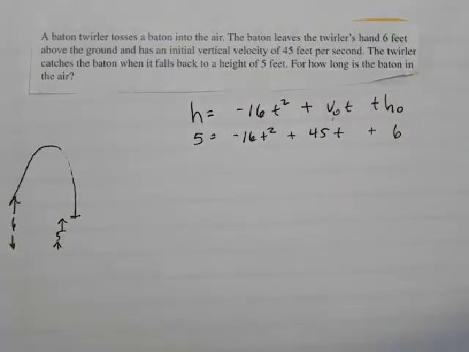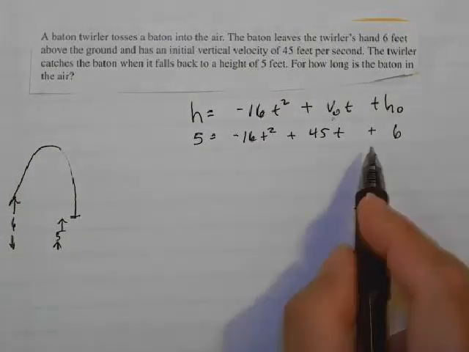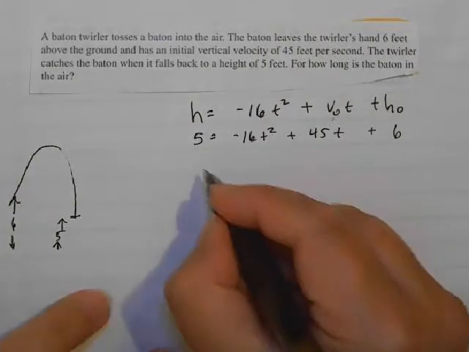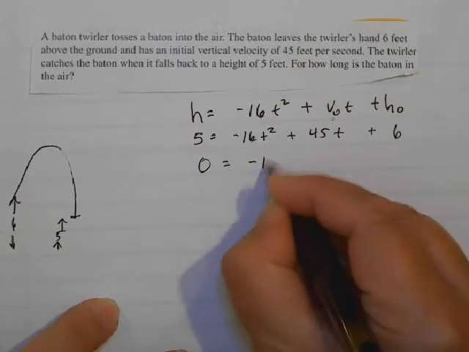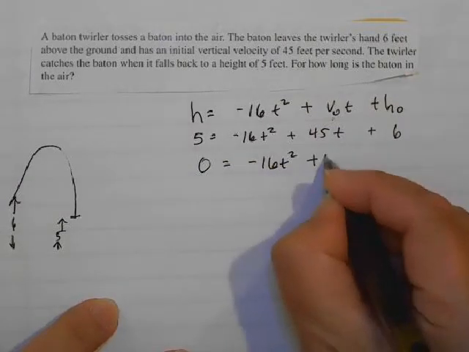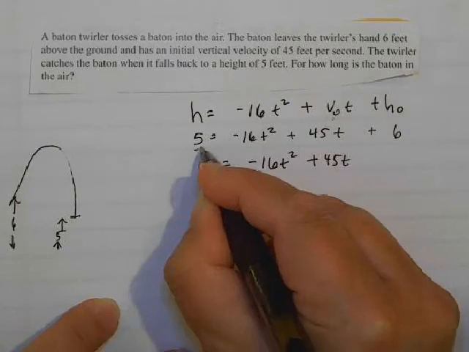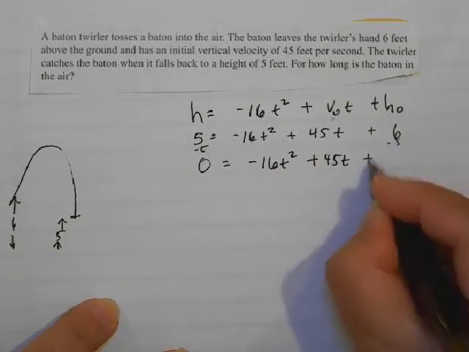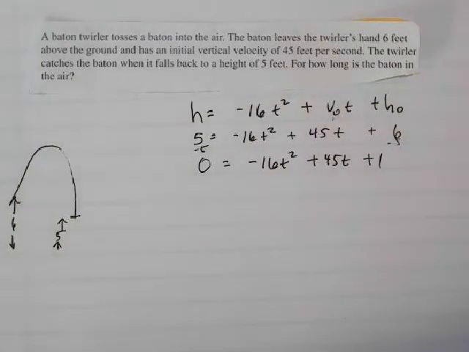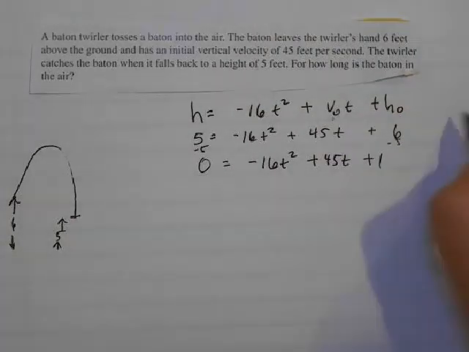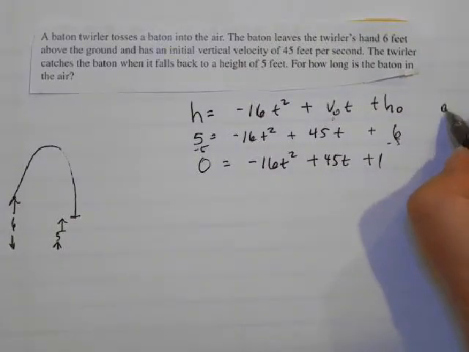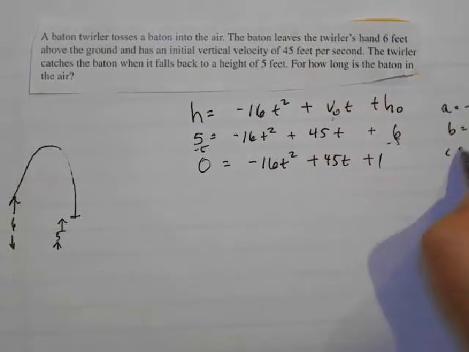So I don't really want to use factoring to solve this or completing the square. It looks like it's going to be crazy numbers to factor. So I'm going to set it equal to 0 by subtracting 5 from both sides. So I have an equation that looks like this. The best way to solve this one, I believe, is the quadratic formula. So in this particular case, a equals negative 16, b equals 45, and c equals 1.